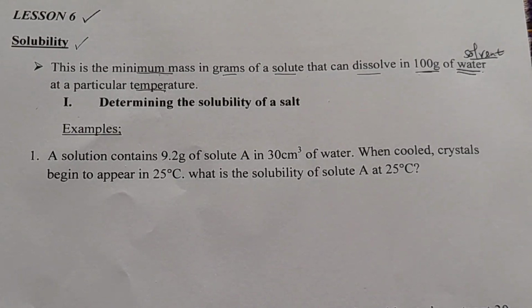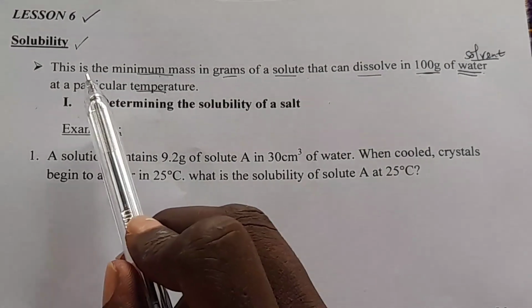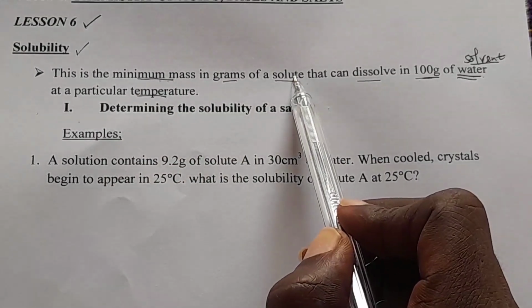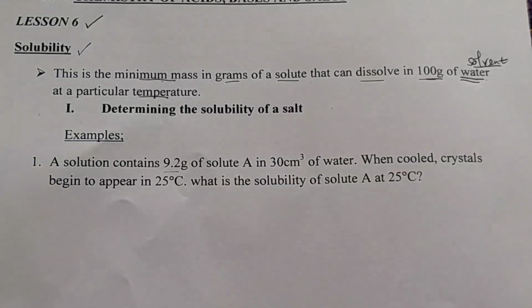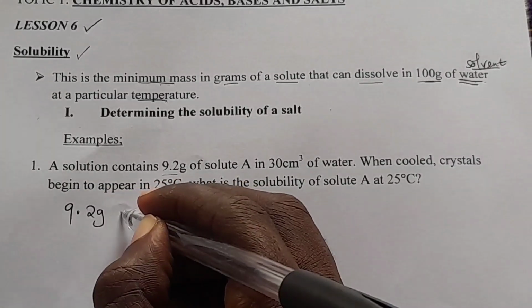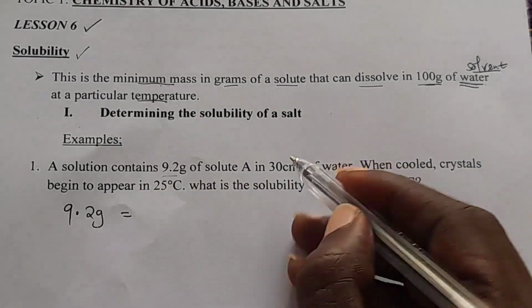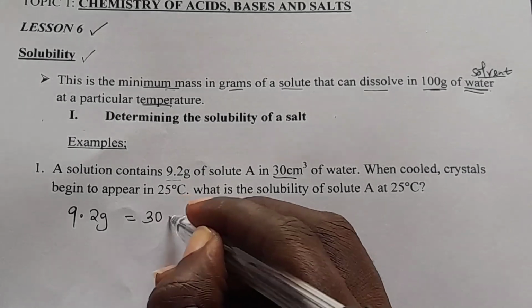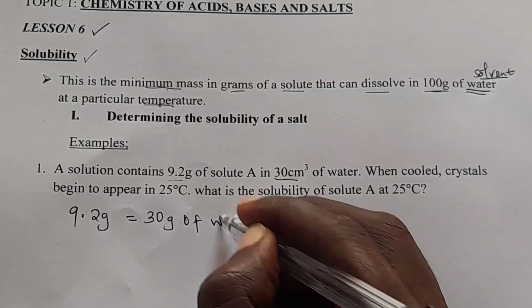So here, what have we been told about solubility? We are told the minimum mass in gram of a solute. So here we are having 9.2 gram. Let's ask ourselves, this 9.2 gram of solute, in what has it been dissolved? It has been dissolved in 30 centimeter cube of water, or in other words, 30 gram of water.